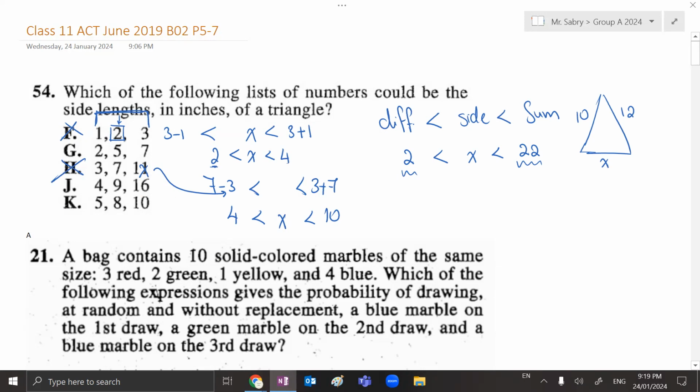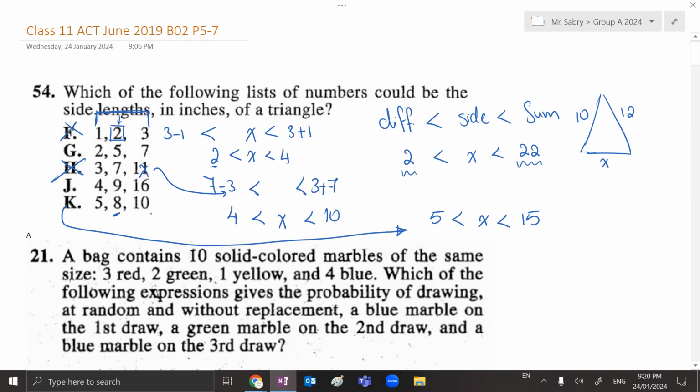Yes. If we tried K on the other side, let's pretend the 8 does not exist. Then we'll put X in the middle, and we'll add the other two sides, which is 15, and subtract them, which is 5. If we check again, 8 actually falls within this inequality. It is between 5 and 15.